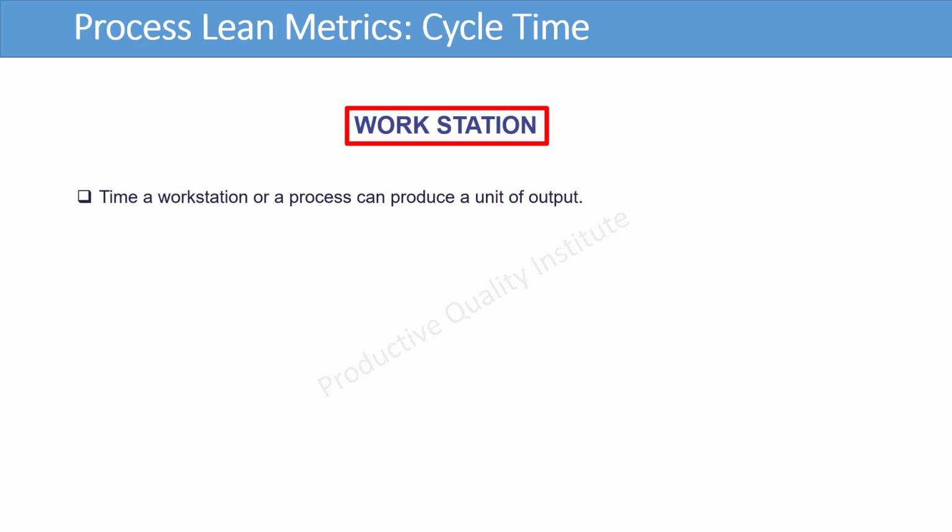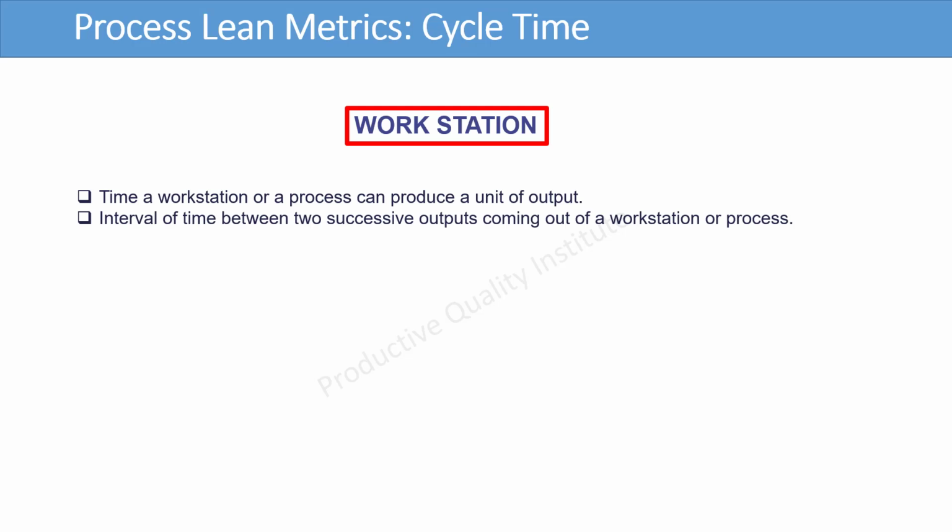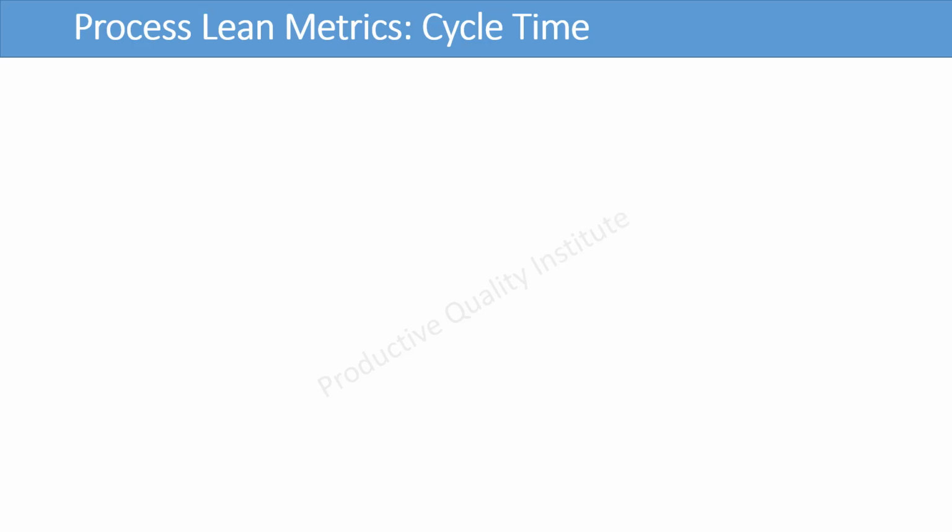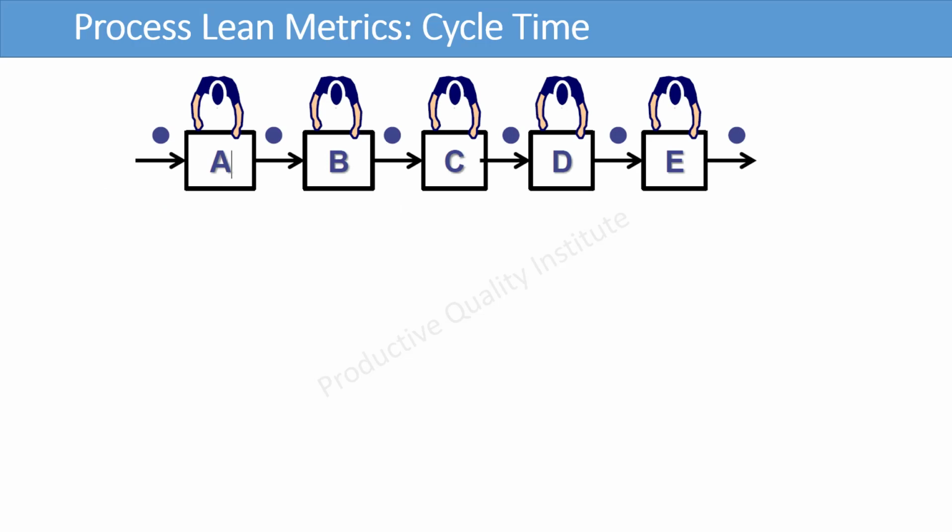Cycle time is the time a workstation or a process takes to produce a unit of output. It is the interval of time between two successive outputs coming out of a workstation or process. For example, consider a process consisting of 5 workstations. The following are the cycle times of each workstation.